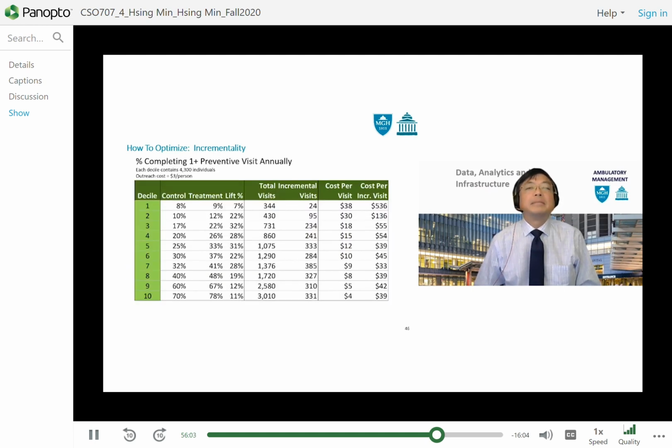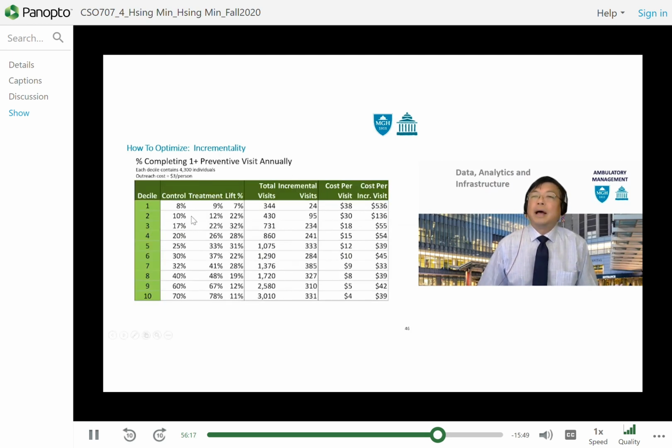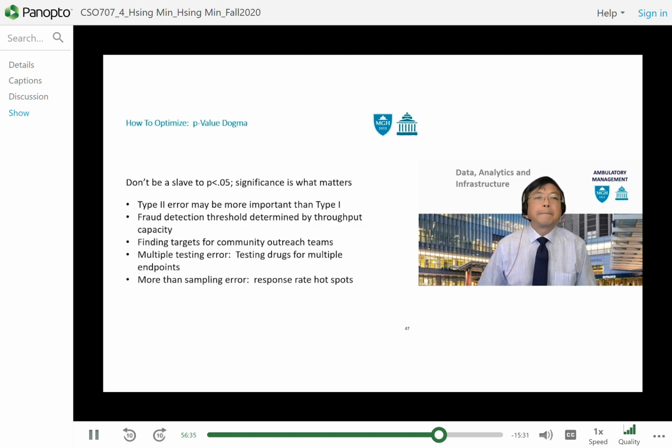To determine that, you need to look at incremental impacts. And again, I'm going to leave that for later reading. But if you work your way through the table, you'll be able to find for each of these groups how much they changed due to the treatment, and also how much they changed per expenditure of resource. So your target actually should be where you get the most bang for your buck. And that's often not the bottom.